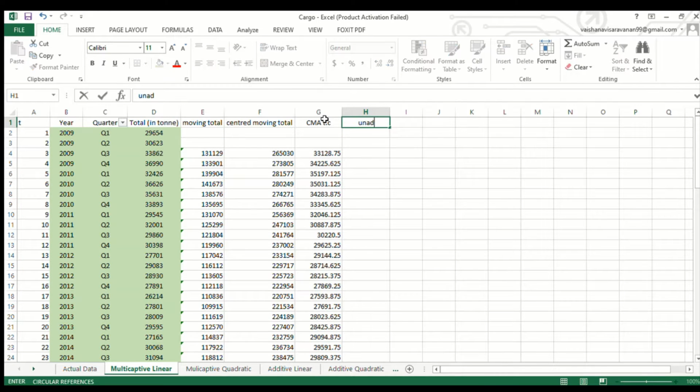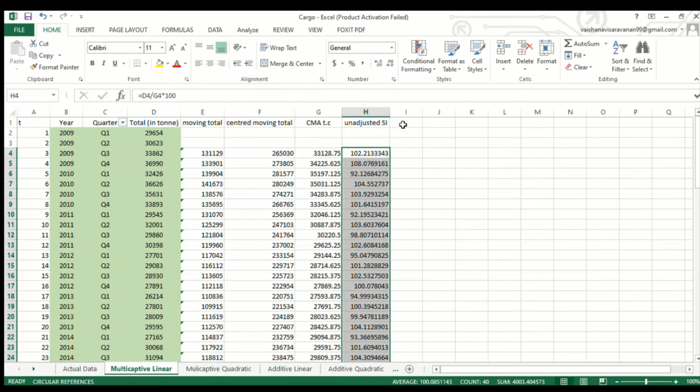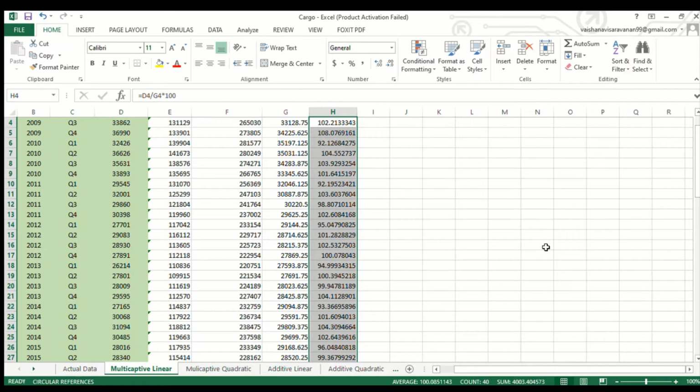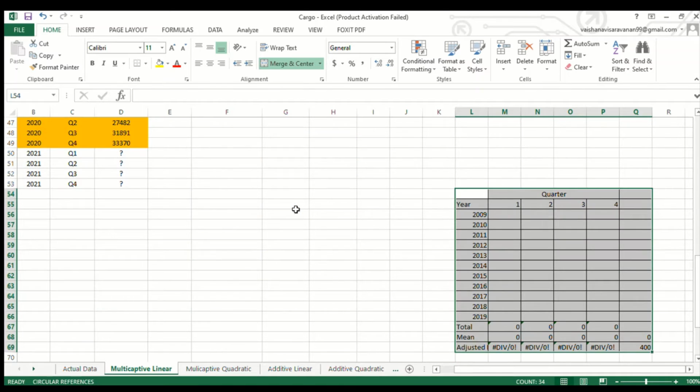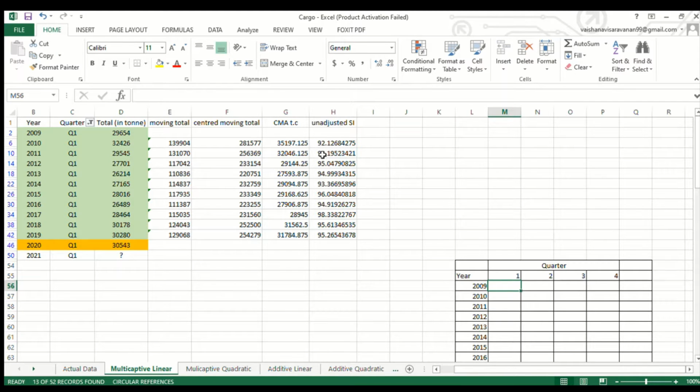Next, we are going to get the unadjusted seasonal indices. For this, we are going to divide the actual value by the centered moving average percentage. So if we fill series this till T43, this is what we will get. Now we have to transfer this unadjusted SI to a table to obtain the adjusted SI. Now I'm going to filter the values to get quarter 1 values only. As we can see, we don't have a quarter 1 value for 2009. So we start from 2010.